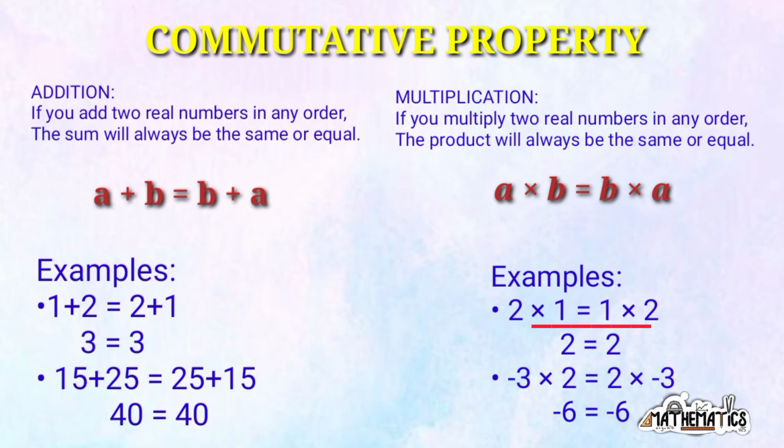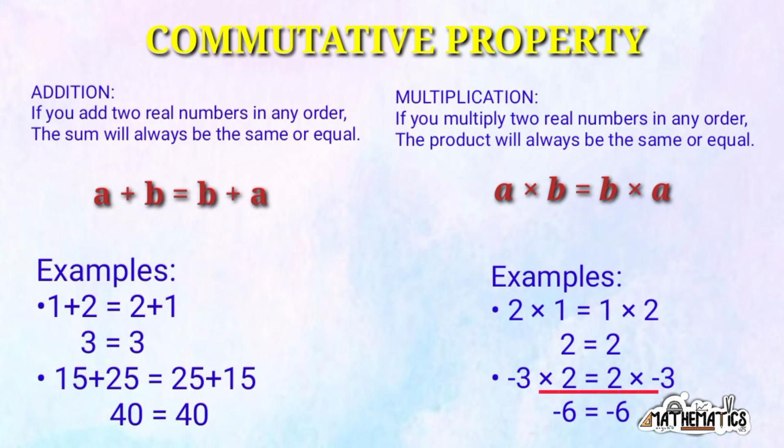Since 2 and 1 are real numbers, if we multiply these two, we will get another real number. But since we are using the commutative property, we need to show that the products are equal. And as you can see, 2 times 1 is equal to 2 and 1 times 2 is equal to 2. 2 is equal to 2. Therefore, we satisfy the property.